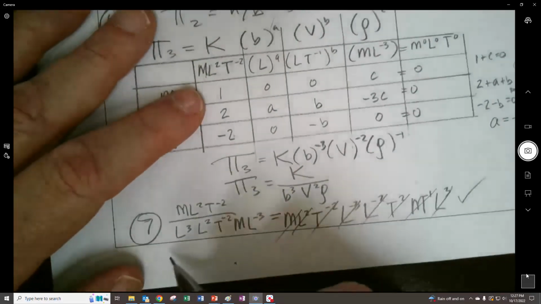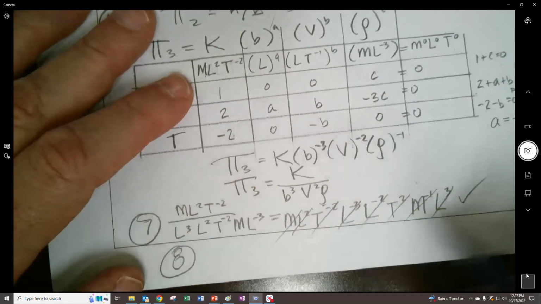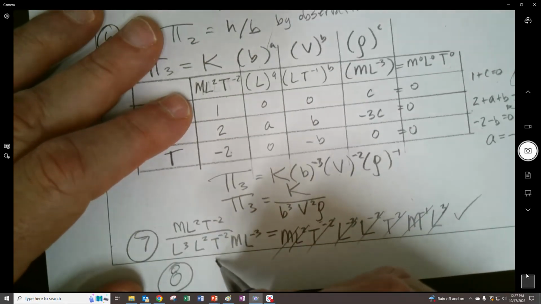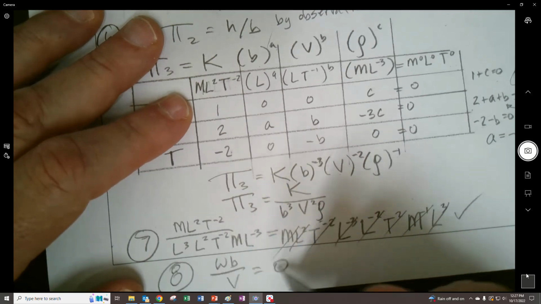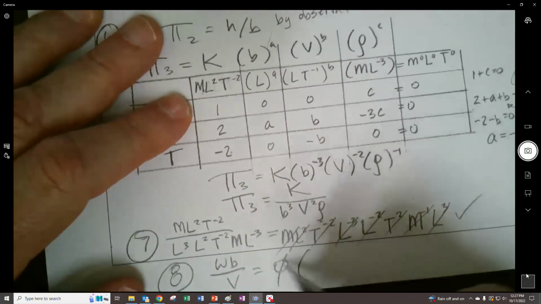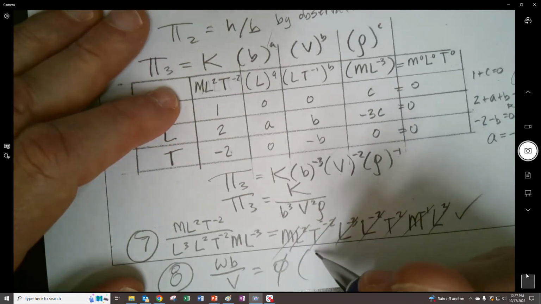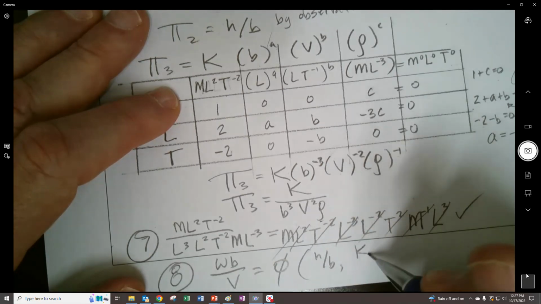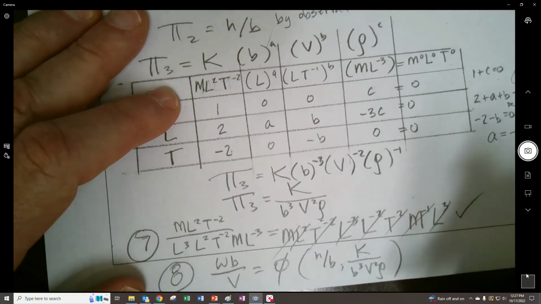So the last part, step 8, I'm going to use the margin right here. Why bother making these little margins if you're not going to use them? But the big idea was that omega b over v is equal to a function of, or is related to, the variables h over b and k over b cubed v squared rho.